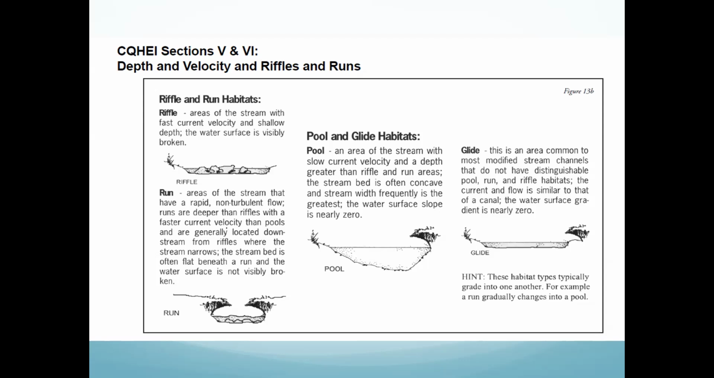Glide is a feature that is typically found in modified streams, and so this is a specific type of habitat that it's kind of like a conveyor belt of flow where there's not any changes. It just kind of all consistently moving the same speed, probably similar water depth, as you can see in that picture there too.